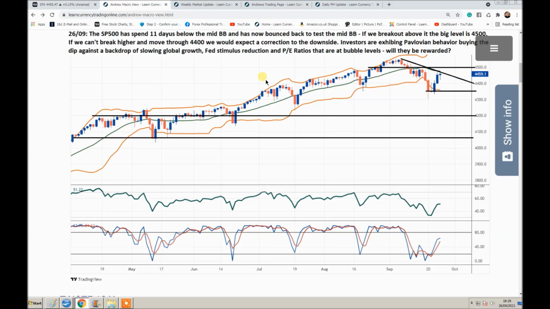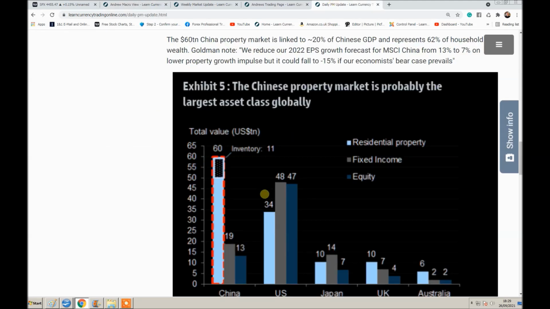Then you've got risks in the global economy, particularly in China, where you've got Evergrande, which is on the verge of collapse. And you can just see how important China's property market is to GDP. China property market is linked to 20% of Chinese GDP, 62% of household wealth. Now, the company will probably go down. Will the People's Bank of China step in to help? Probably. But that smashes confidence in the China property market, which I've written up on my blog.